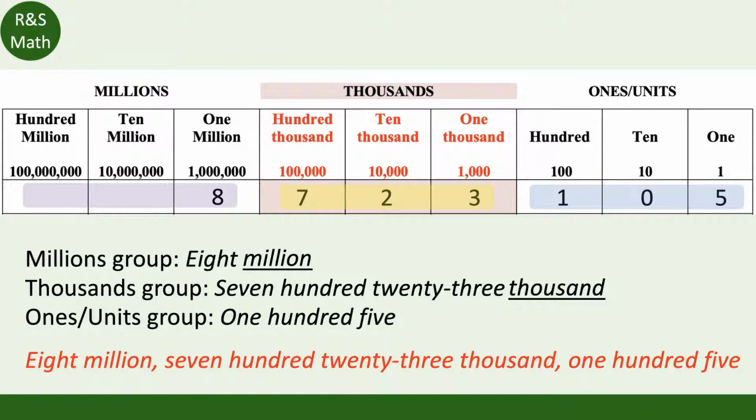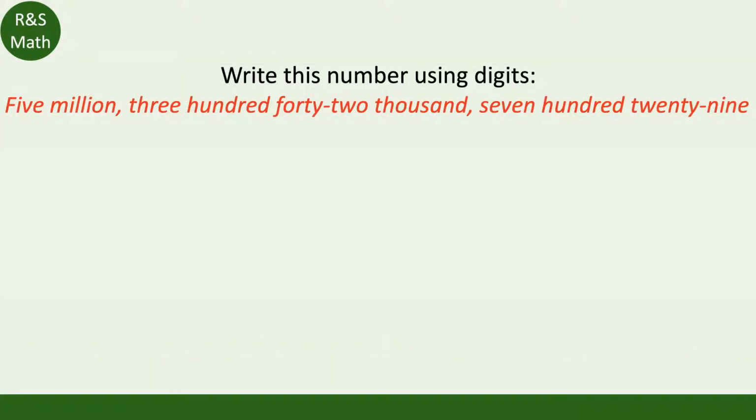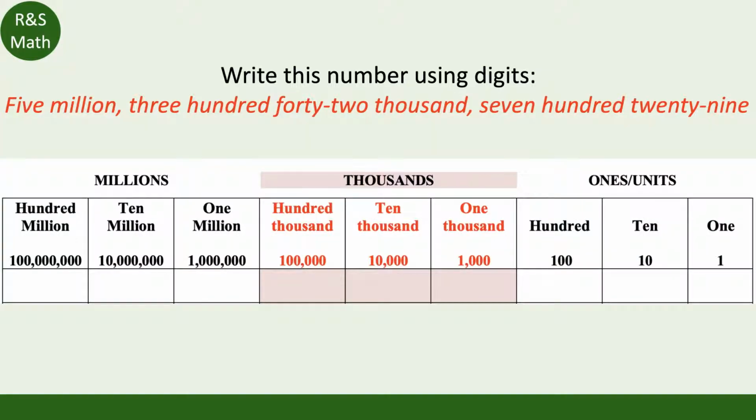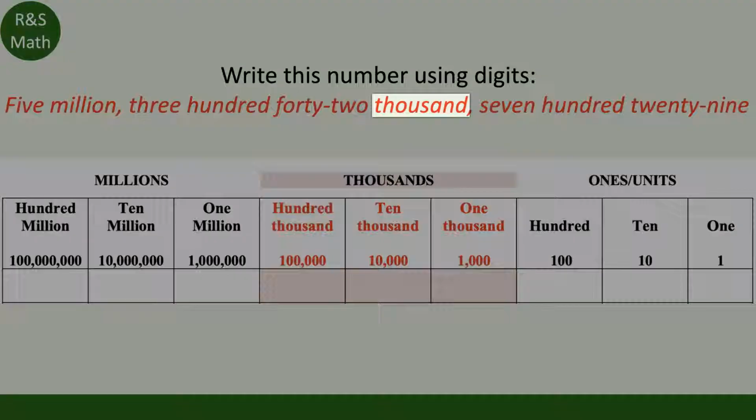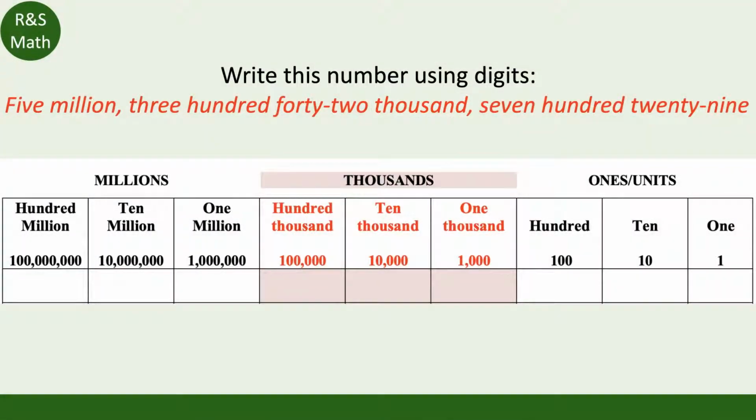Now let's learn how to go the other way, taking a number written in words and writing it using digits. Look at this example, five million, three hundred forty-two thousand, seven hundred twenty-nine. We will learn how to use the English words to place the digits in a place value chart. Notice that the number written in words has the words million and thousand. This helps us break the process of translating from words to digits into smaller steps.